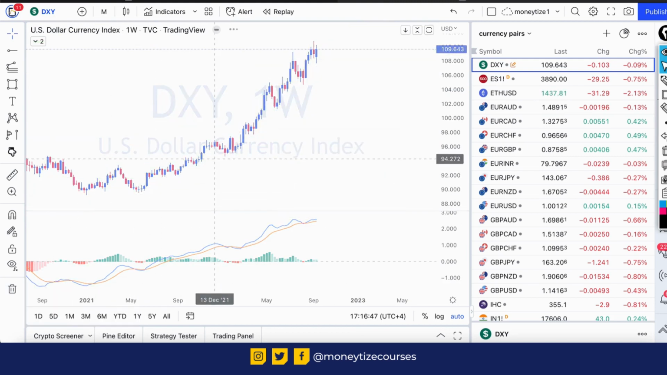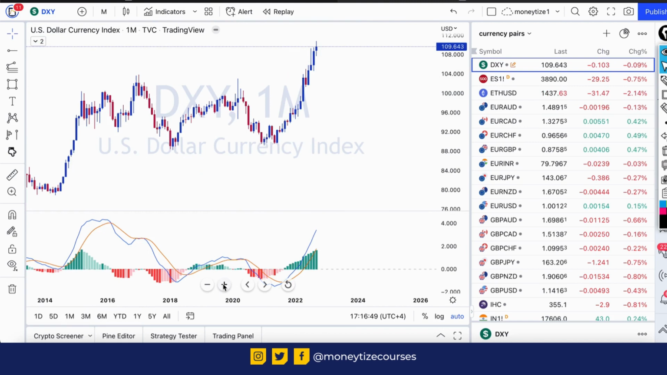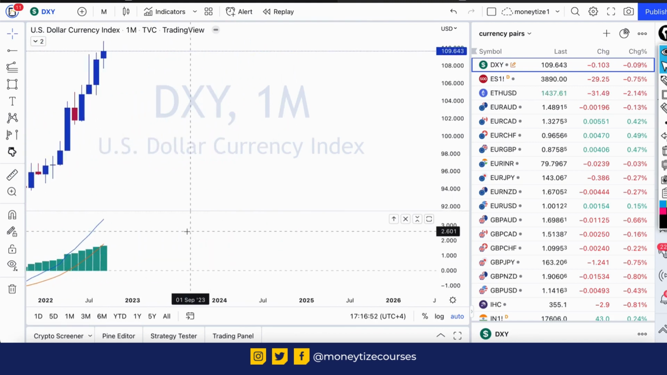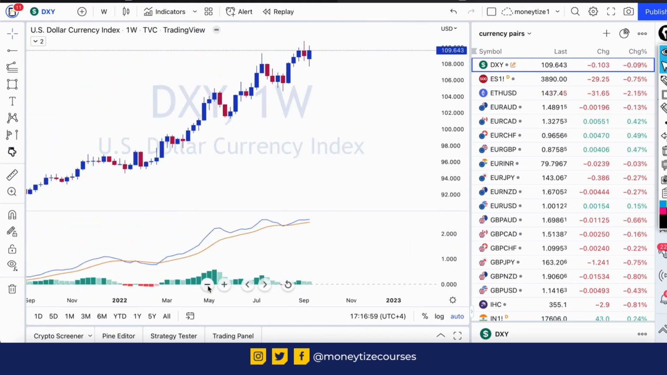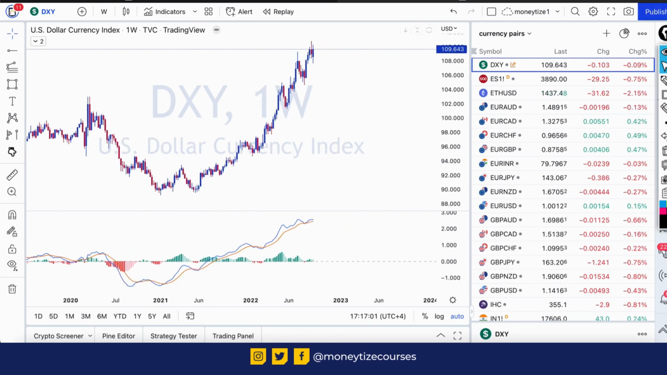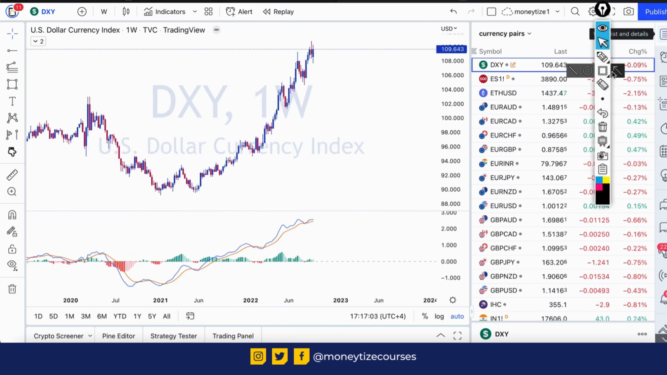Okay, so monthly looks bullish to me. MACD histograms are rising. Even the MACD lines are open-ended and rising higher. What's happening on the weekly? We have a slight slowdown scenario on the MACD histogram, but not as per the MACD lines. The MACD lines are still open-ended and they have not curved to the downside. They have not given a bearish cross as of now.